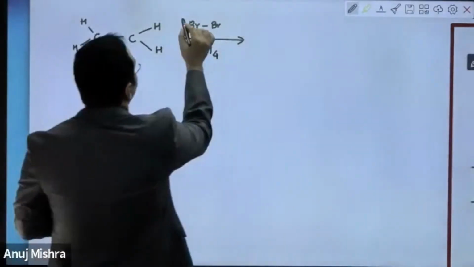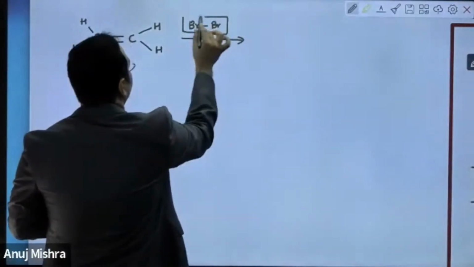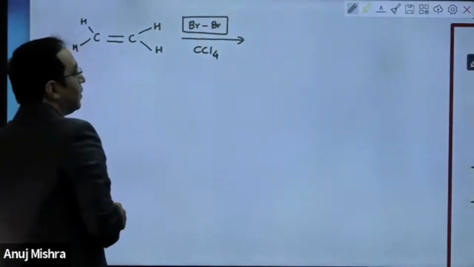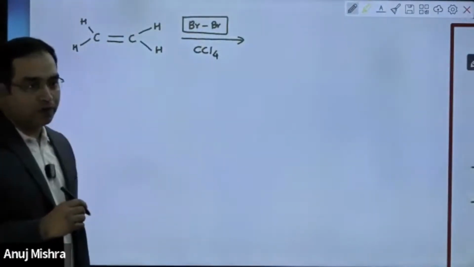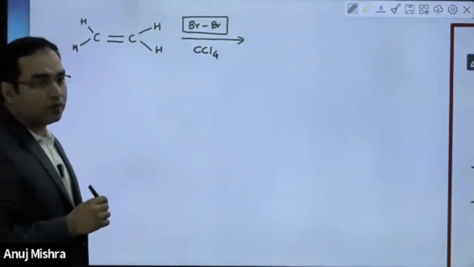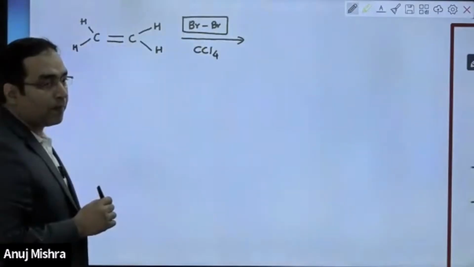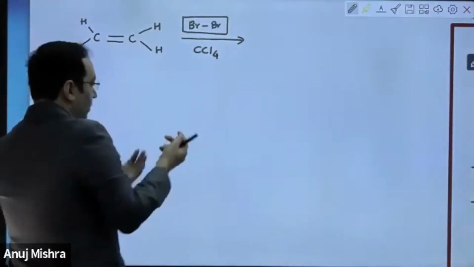So Br2 is polar or non-polar? Arav, is it a polar molecule or non-polar molecule? How do you know it is non-polar? Because both are bromine, no? Like H2.